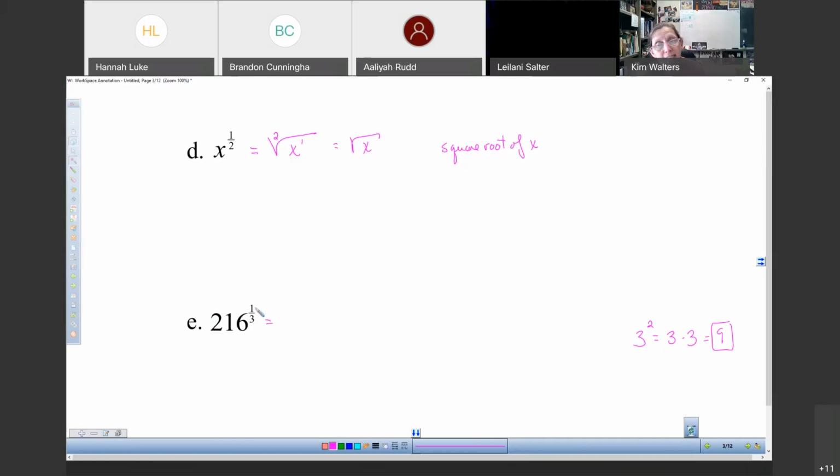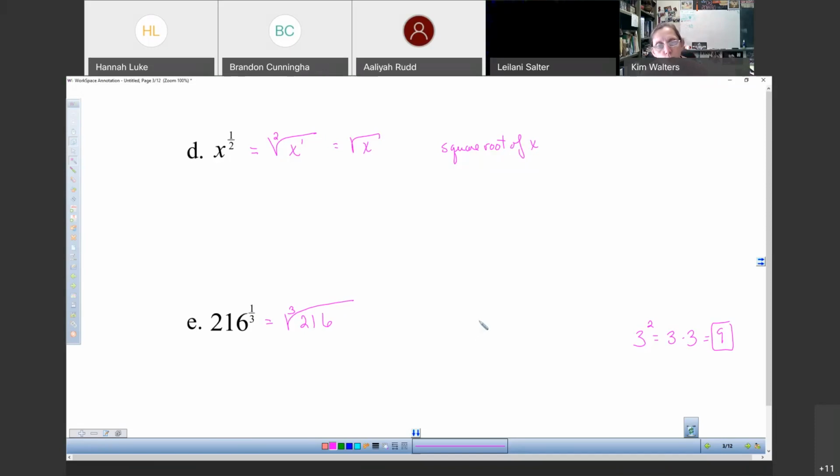But because I'm raising this to the 1/3 power, what kind of root do I have? So what number goes in here for my root? Yep. Got one right answer. I got another right answer. Got more right answers. I'm loving right answers. So this is going to be my cubed root of 216 to the 1st power. I'm not going to write that down.